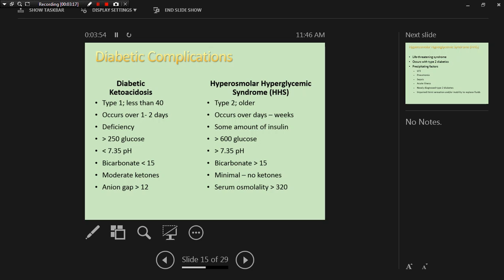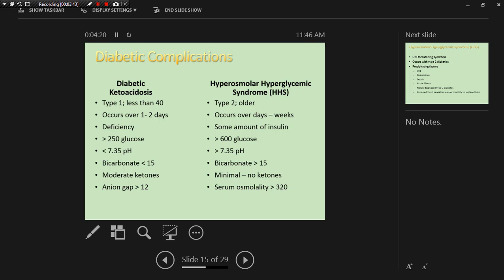It can happen more insidiously, so more over weeks. Okay, so sometimes if it's a gradual progression, we may not identify it until the patient gets severe. And as a result, some of their glucose levels can be up in the 900s, thousands. So that's another characteristic difference between DKA and HHS. With HHS, their sugars are going to be higher because it happens over a longer period of time.